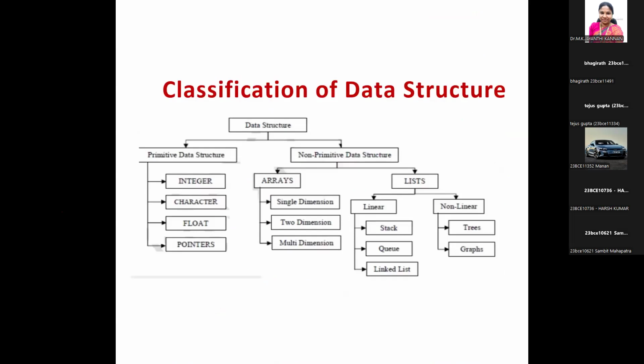So any doubt with respect to these concepts? Data, data structure, classification of data structures, primitive and non-primitive. In the previous class, we were talking about data, data structure, primitive data structure, non-primitive data structure. Primitive data structure means the basic or inbuilt or primary data structures: integer, character, float, and pointers. And non-primitive means it is a user-defined data structure.